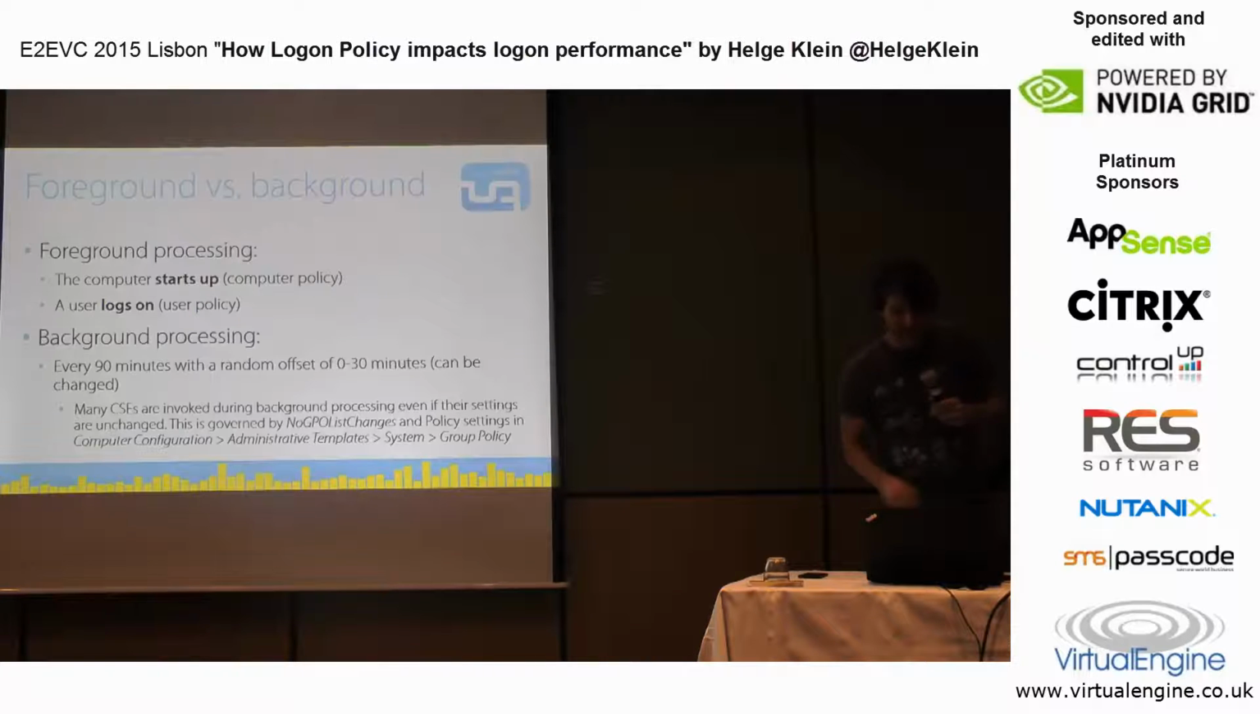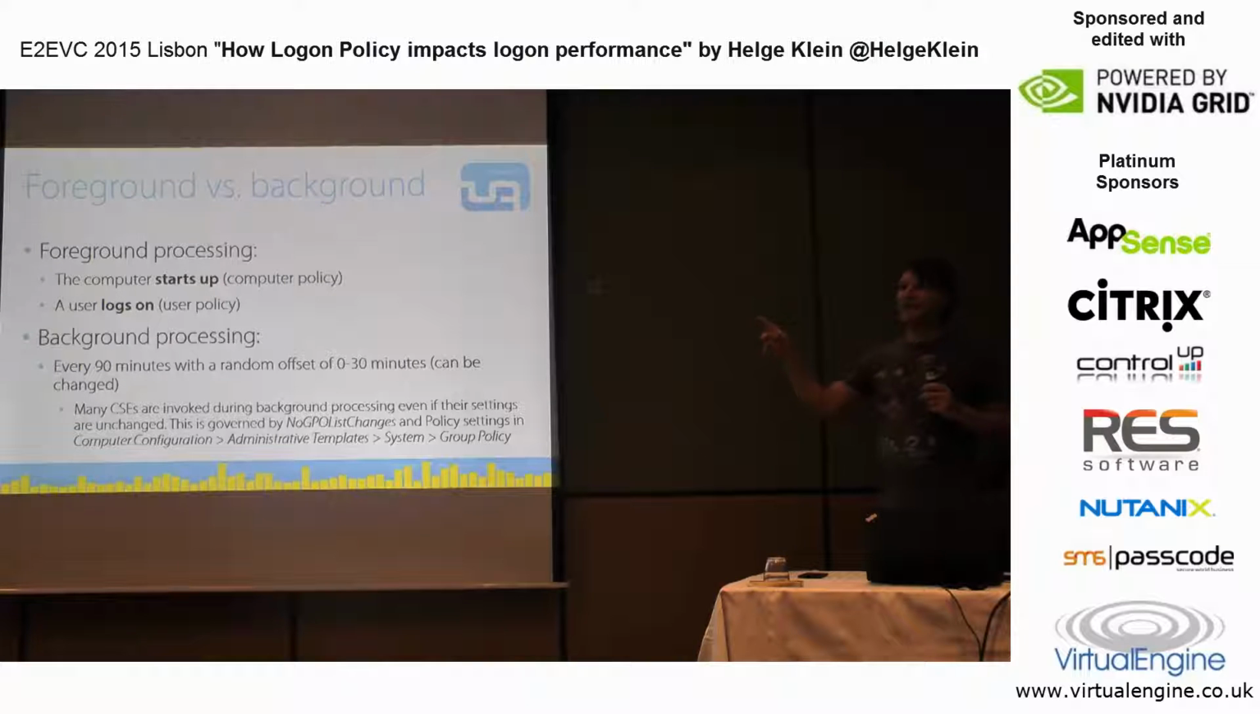Now, let's take an additional look at internals. Group policy has various modes. I mentioned that briefly already. We've got foreground processing and background processing. Foreground is when the computer starts up or when the user logs on. And background is every 90 minutes after that, with a certain random offset so that not all clients hit the domain controller at the same time.